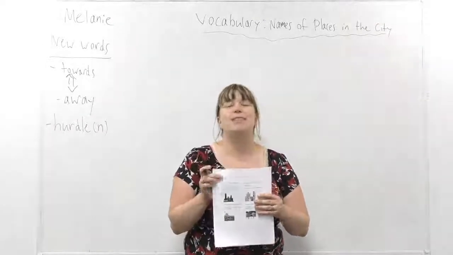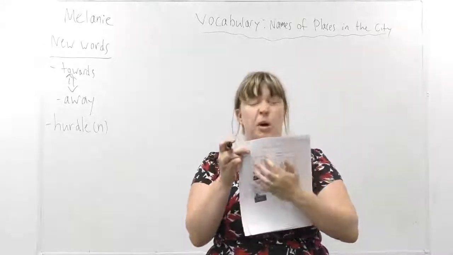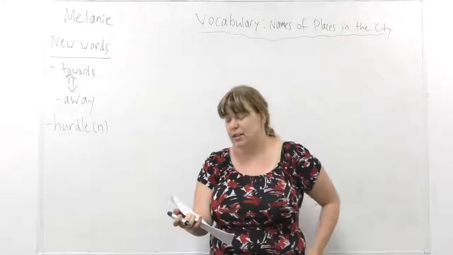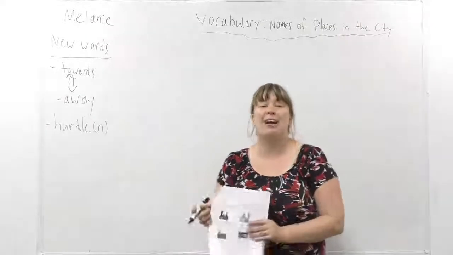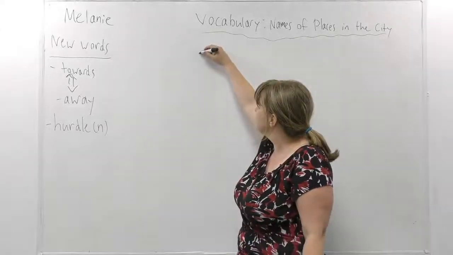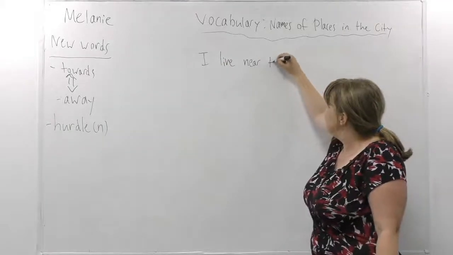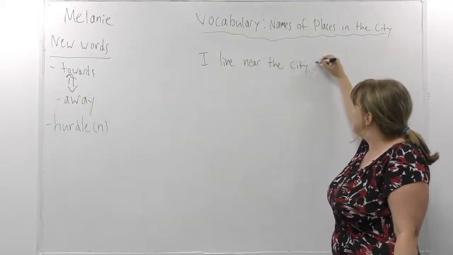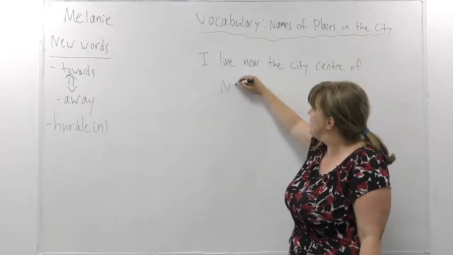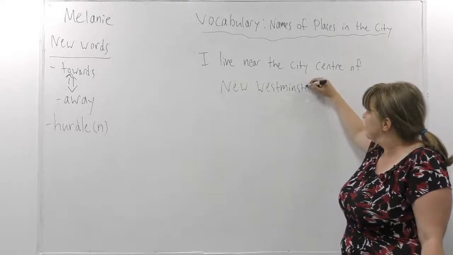City center. This is the first one we're going to do. So as you can see, there's lots of tall buildings. That is basically the city center. Sometimes we call it downtown. So, for example, I live near the city center of New Westminster. All right, that's my city.